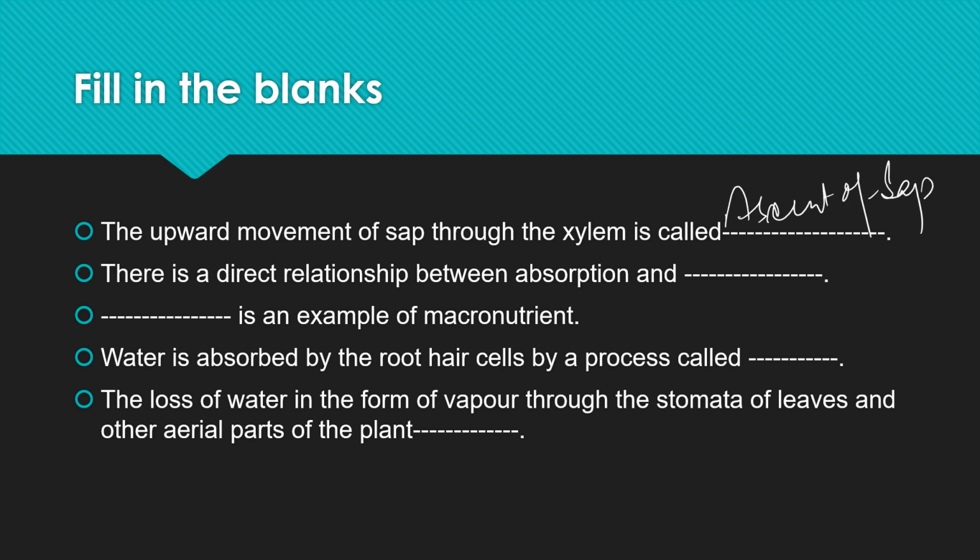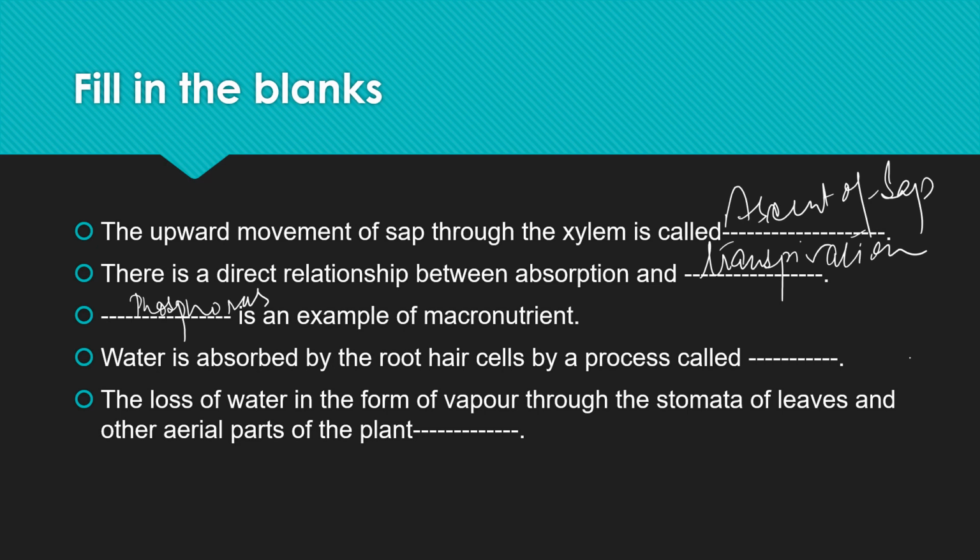Now there is a direct relationship between the absorption and what? However much water is absorbed through the root hairs, it is transported to different parts of the plant and it is lost by the process of transpiration. So there is a direct relationship between absorption and transpiration. Now dash is an example of macronutrients. There are many macronutrients in plants, like calcium, sulfur, potassium, phosphorus. Any one macronutrient you can write, calcium or phosphorus. Any one macronutrient name they have asked for.